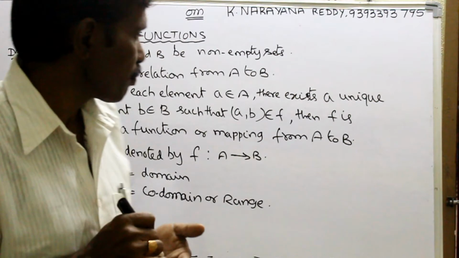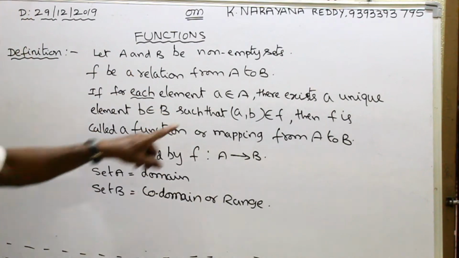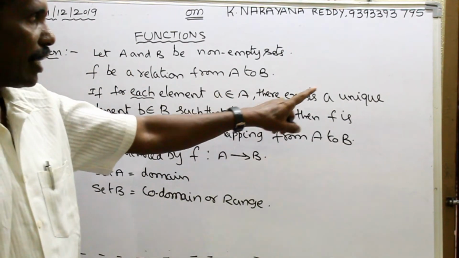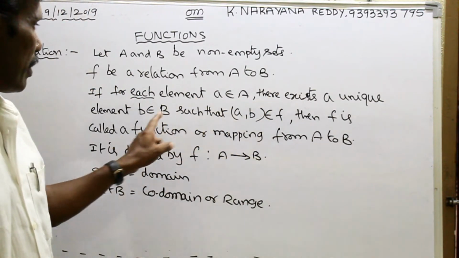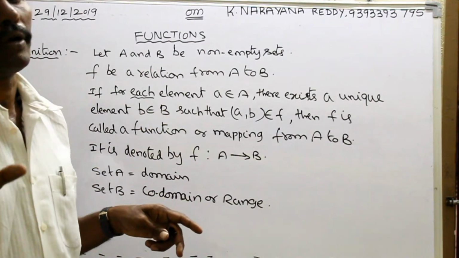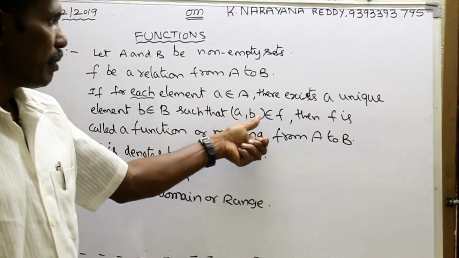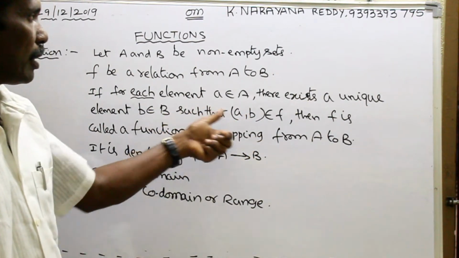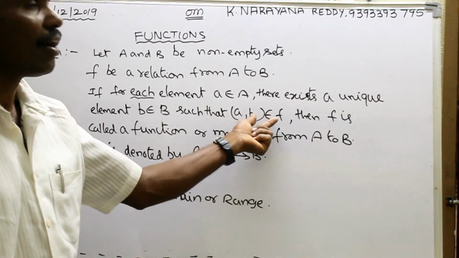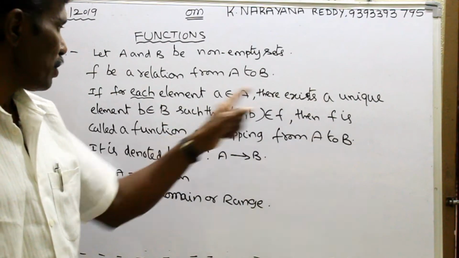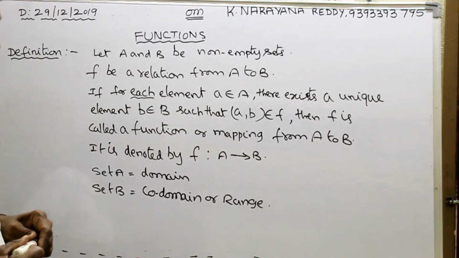Okay. So for each element in set A, there exists a unique element in B. Unique element means one element, not more than one element, such that (a, b) belongs to F. Here a belongs to A, b belongs to B. That pair belongs to F, the mapping, then F is called a function or a mapping from A to B. So, please listen carefully here.